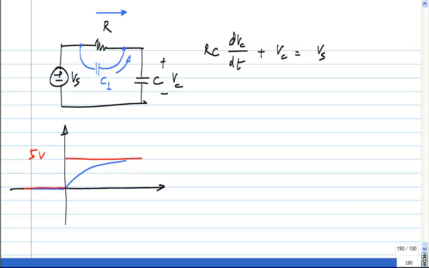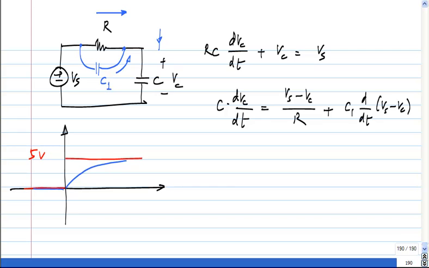The current through R equals the current through C1 plus the current through the capacitor C. The current through the capacitor C is C dVc/dt, and that equals the current through R, which is Vs minus Vc divided by R, plus the current through this capacitor C1. So if I group the variables to the left hand side and put it in the normal form, I will get R times (C plus C1) dVc/dt, plus Vc, equals Vs plus R C1 dVs/dt.